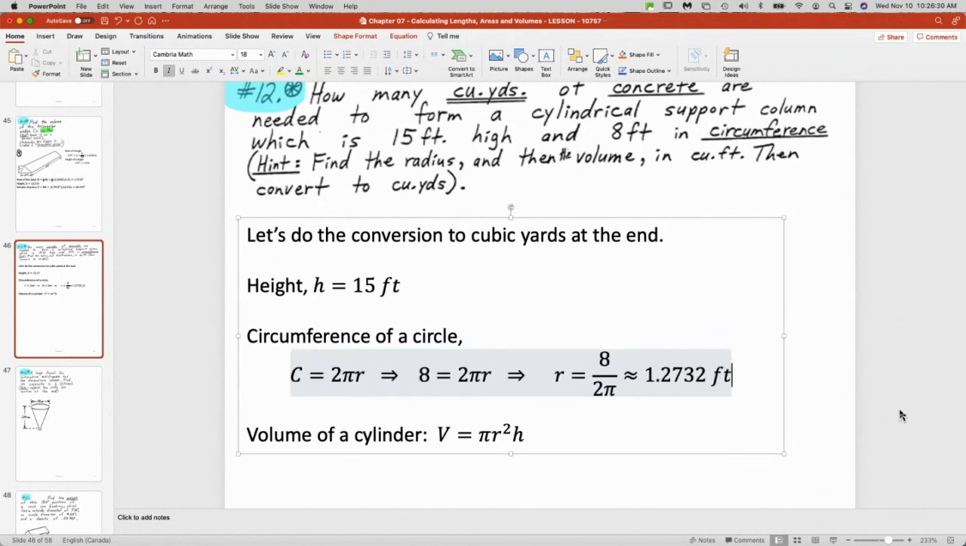Let me know in the chat, how do you feel about what I just did here? This thing here, how do you feel about circumference and getting the radius? Are we good with that one? Are you good with that one?